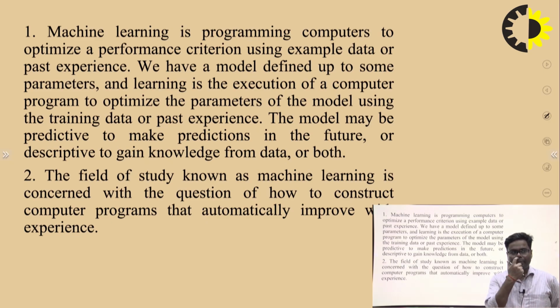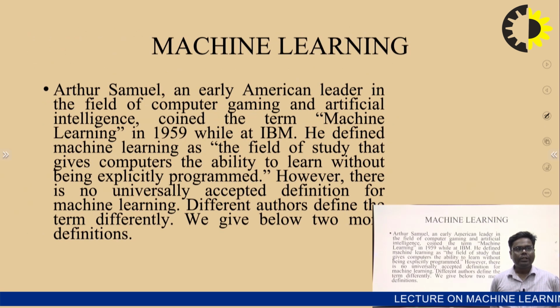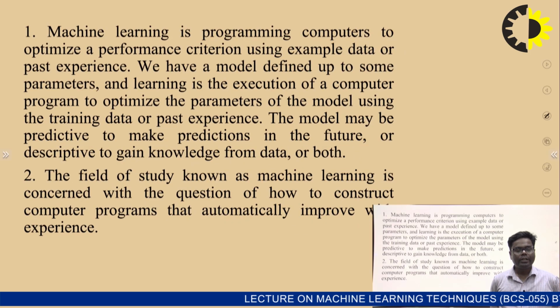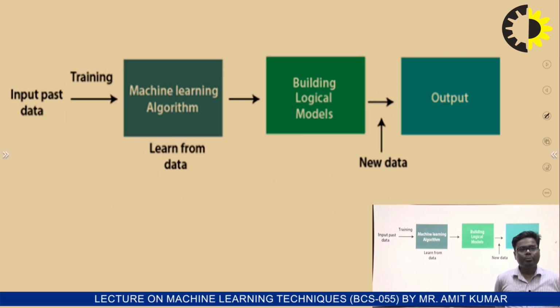The model may be predictive, to make predictions in the future, or descriptive, to gain knowledge from data, or both. The field of study known as machine learning is concerned with the question of how to construct computer programs that automatically improve with experience. These two definitions were given by Arthur Samuel, an American leader at IBM, in the year 1959.